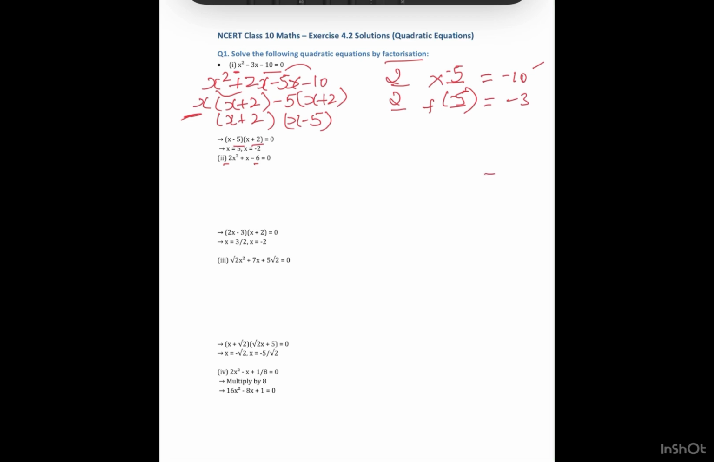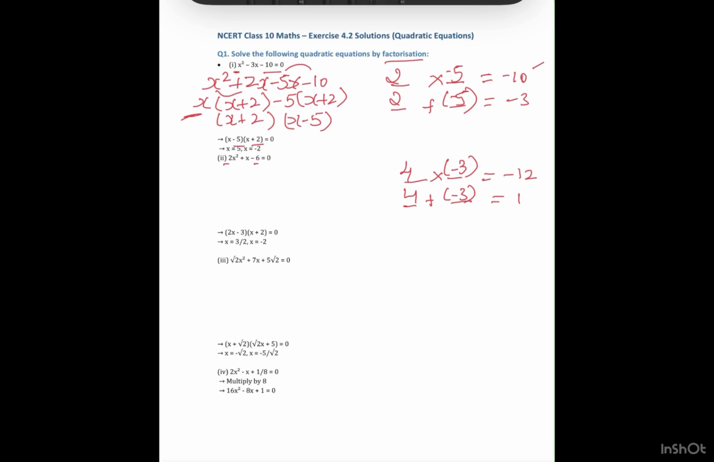Second question, 2x square minus x minus 6. Coefficient of x square is 2. Constant is minus 6. 2 into minus 6 is minus 12. So we have to think of the factors in such a way that when we multiply, we should get minus 12, and when we add, we should get the middle term coefficient. Middle term is x, so coefficient is 1. Now 4 into minus 3 is minus 12 and 4 plus minus 3 is equal to 1.